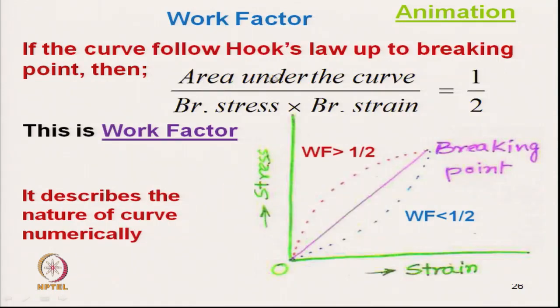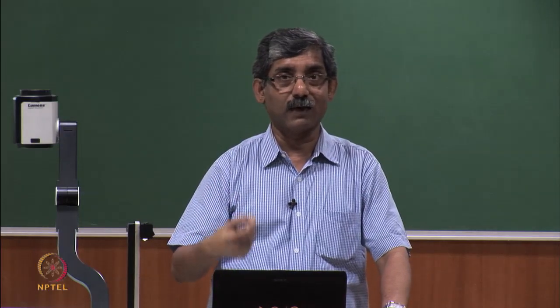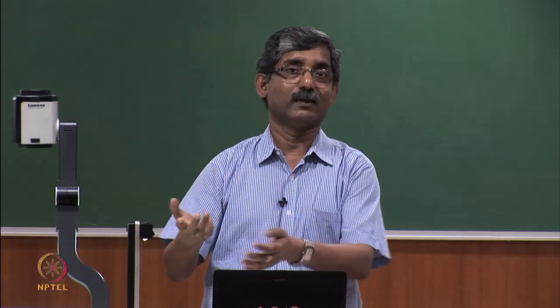So, if the material follows Hooke's law up to the breaking point, so there is no bend, then the work factor will be half. So, it is area under the curve divided by breaking stress and breaking strain. Okay. And it describes the nature of the curve numerically. If we do not have the curve in front of us, but we have the numerical value, then we can tell the nature of the curve.